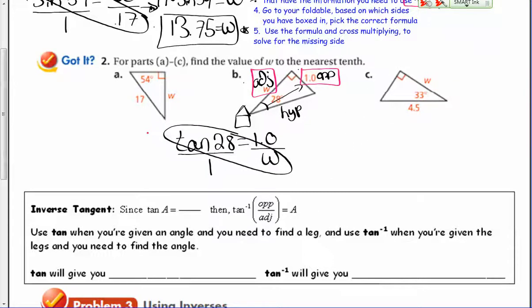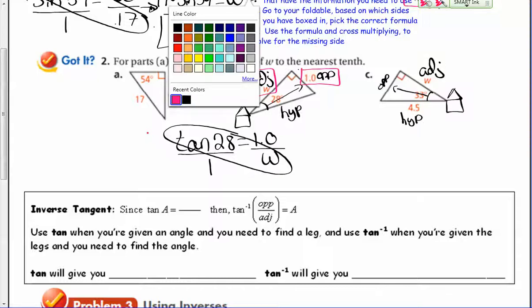Alright, question C. Once again, I'm going to find home base. He's the only angle I have marked on here, so the 33 is my home base. Label opposite. Hypotenuse is the longest side, or the guy across from the 90 degrees. And then adjacent is the guy left over.